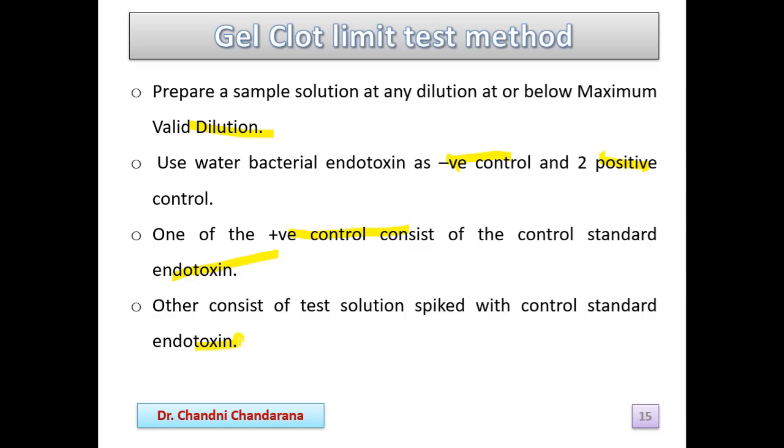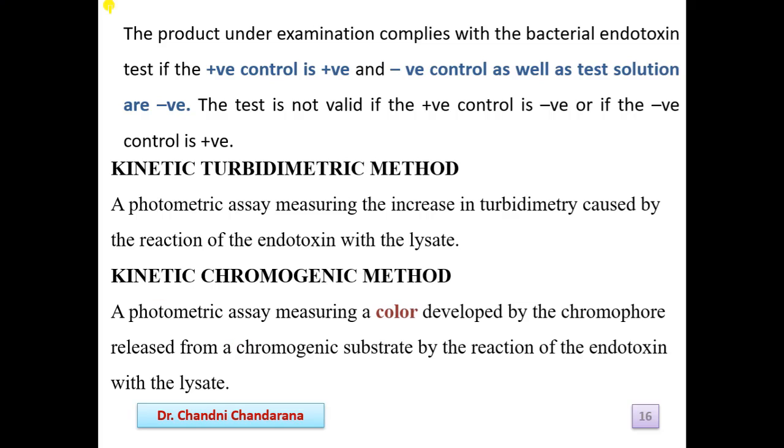After that, we have to see how we can measure it. The product under examination complies with the bacterial endotoxin test if the positive control is positive and the negative control as well as the test solution are negative. The test is not valid if the positive control is negative and the negative control is positive, meaning whatever solution we have taken should be the same after testing.